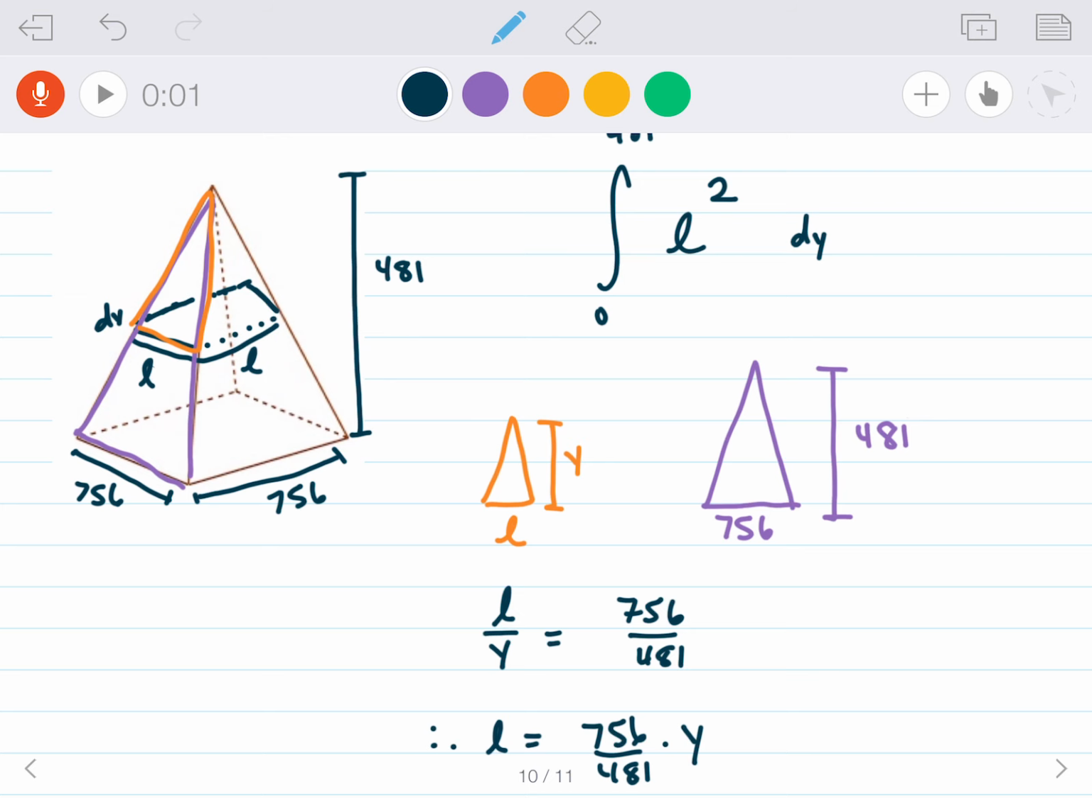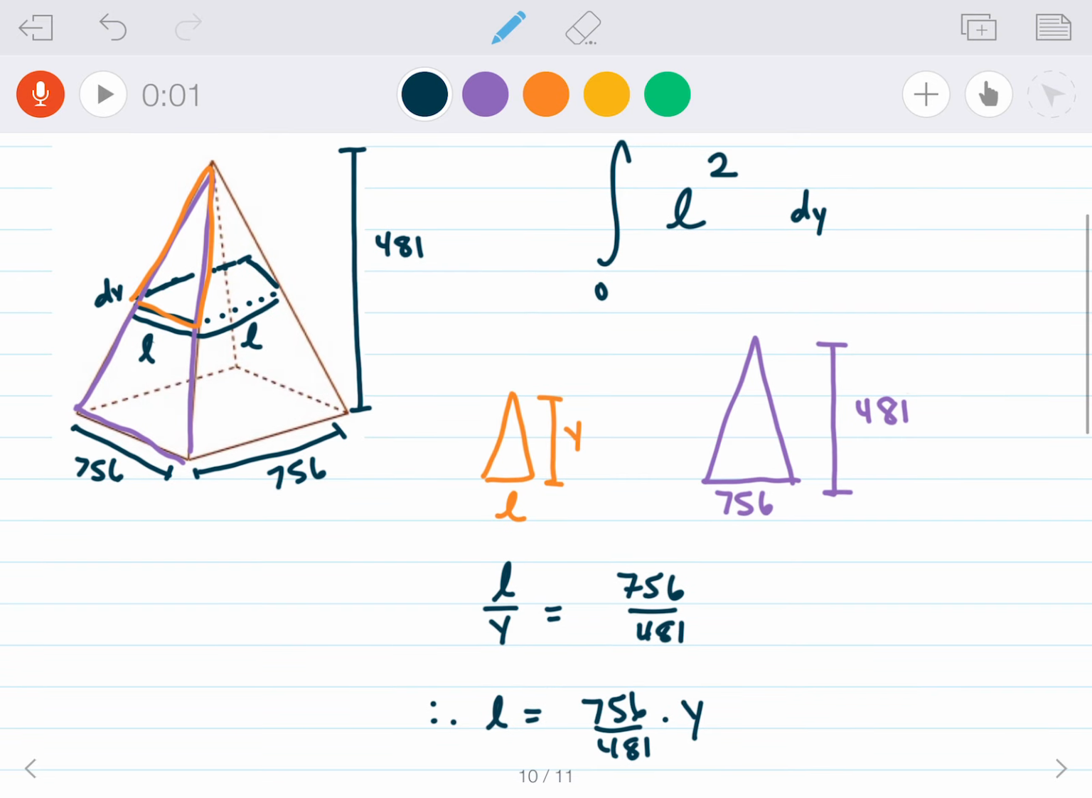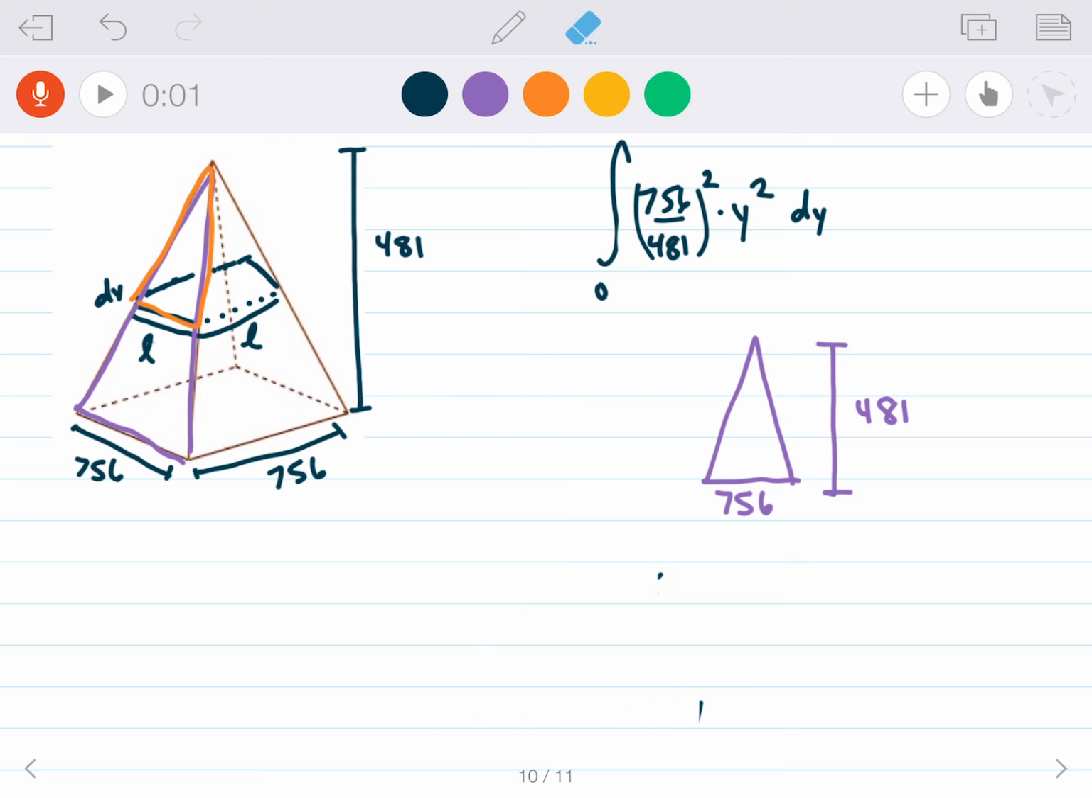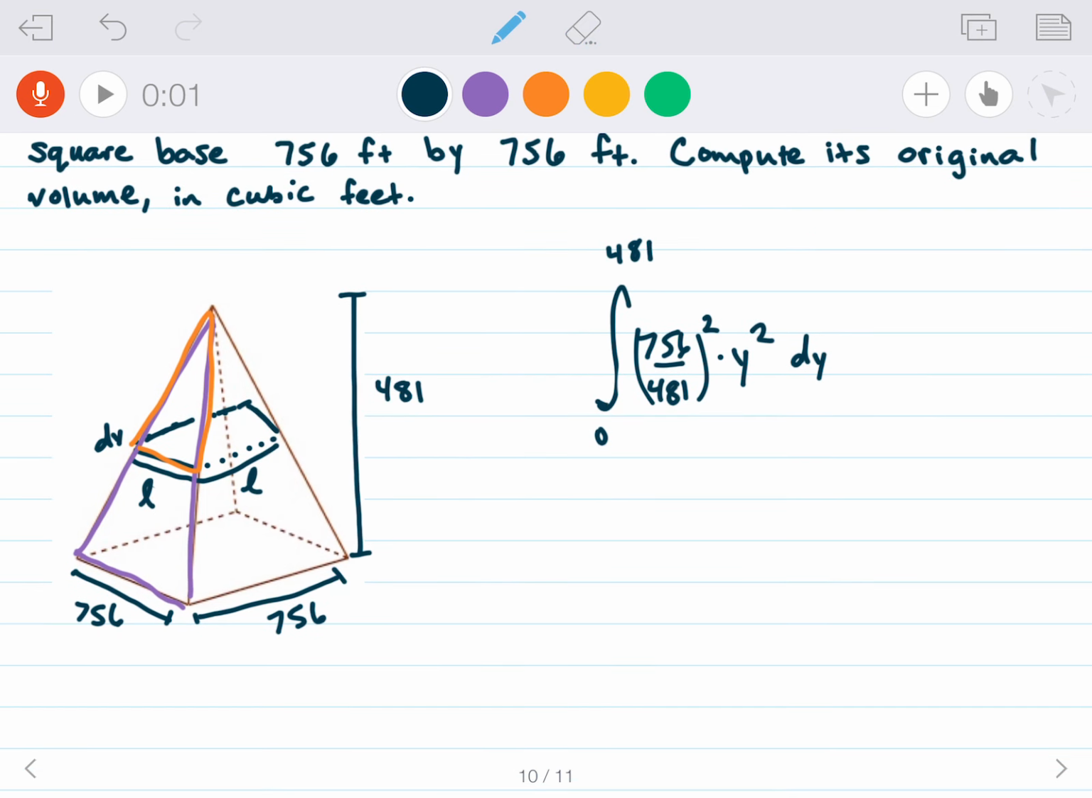All right. So therefore, if we plug L into L squared right here, we get 756 over 481 squared times y squared dy. And at this point, we can pull out the constant and just integrate this thing. So let's go ahead and do that. We have 756 over 481 squared. We're integrating from 0 to 481 of y squared dy.